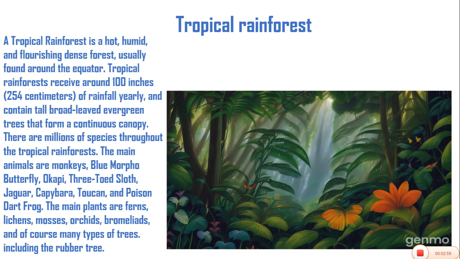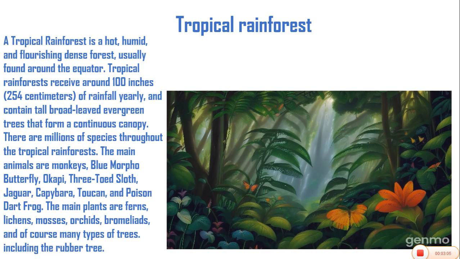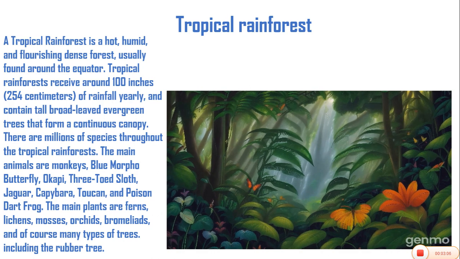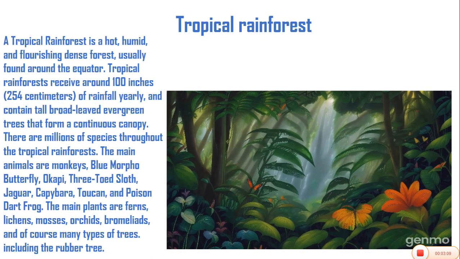The image on the screen is showing us what a tropical rainforest is like. You can see that the trees here are broad, and there's a canopy formed here. So this is what a tropical rainforest looks like. Let's look at another type of forest.